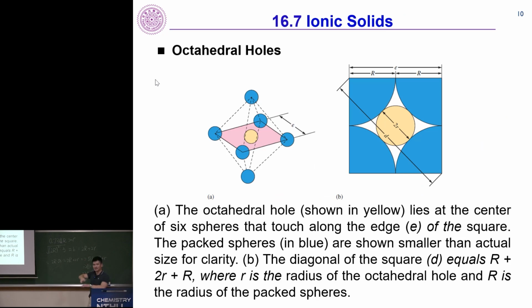We slice along the body diagonal. But what happened here? When I first introduced the holes, I introduced the trigonal hole, tetrahedral hole, octahedral hole, and then suddenly we have a cubic hole. What just happened? Well, these three holes, trigonal, tetrahedral and octahedral, exist in closest packing: AB, AB, AB, ABC, ABC, ABC.